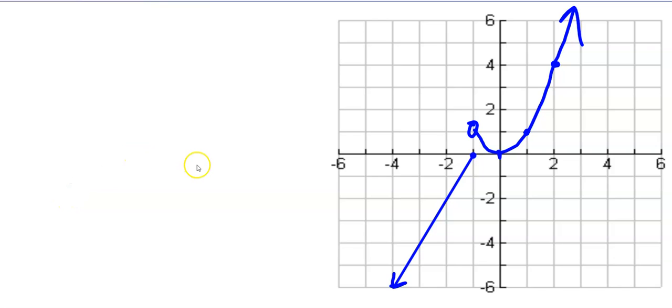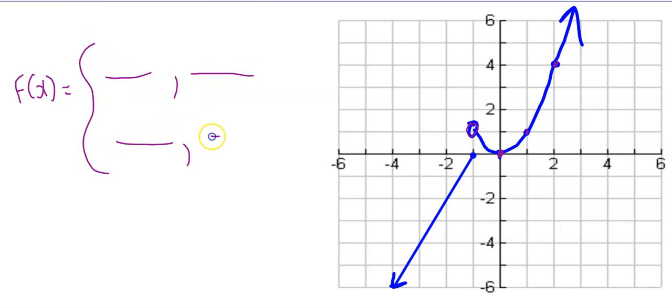This one's a little tougher. So I don't know if you recognize these points here. I do: 0, 0, 1, 1, 2, 4, negative 1, 1 right there. So that looks like a very familiar function. So f of x equals, I know I have two pieces here, the function, comma, its domain.